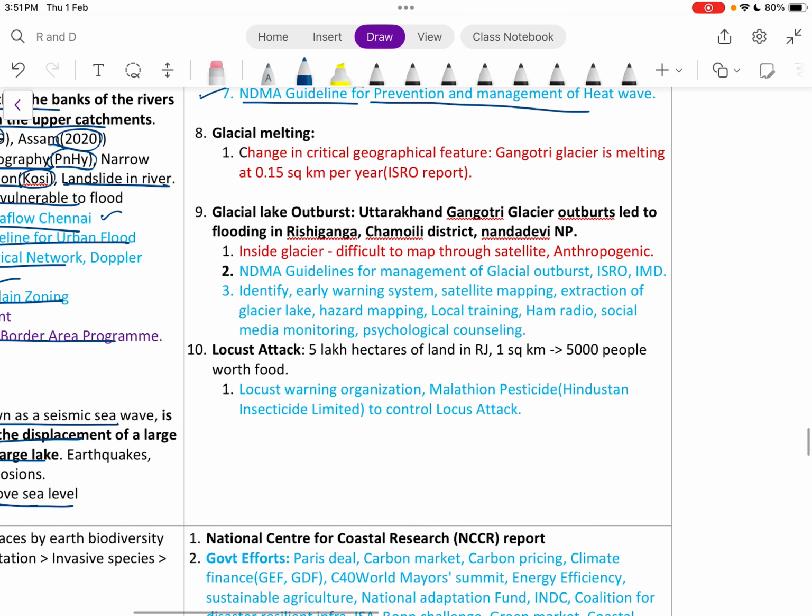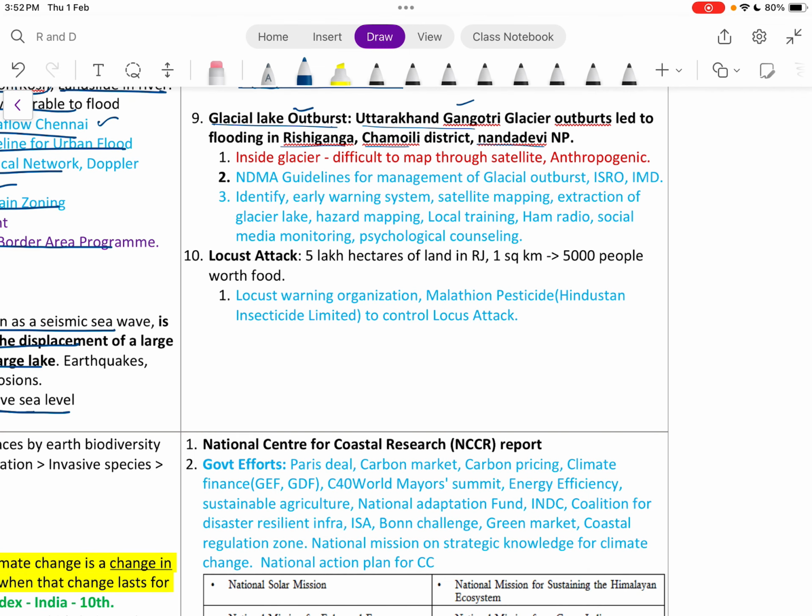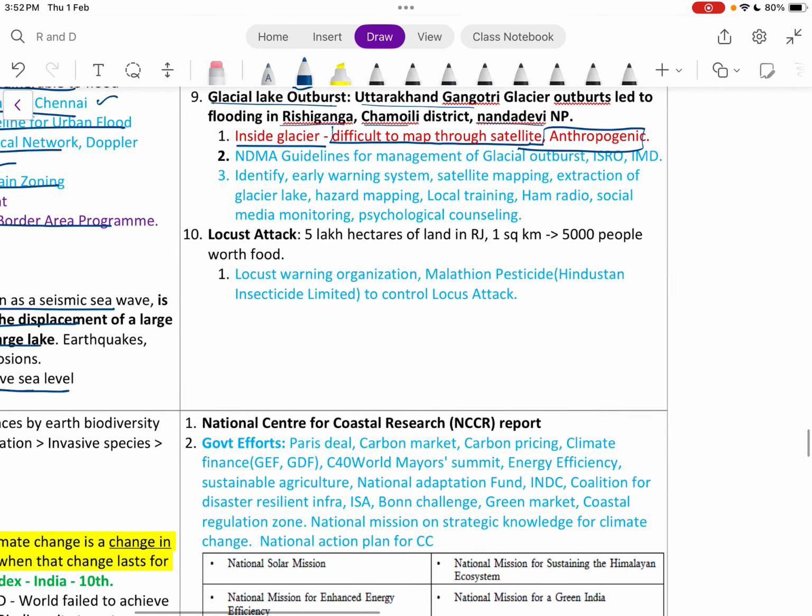Okay. The glacial melting, change in critical geographical features. Gangotri Glacier is melting at the rate of 0.15 square kilometer per year. Okay, so yes, we can see that climate change is having a greater impact. Okay, glacial lake outburst. We had in Uttarakhand, Gangotri glacial outburst led to the flooding of Rishi Ganga, Chamoli districts, and Nanda Devi National Park. Okay. What are the issues? It is inside the glacier, so it is very difficult to map through the satellite, and mainly there are anthropogenic reasons. Okay.